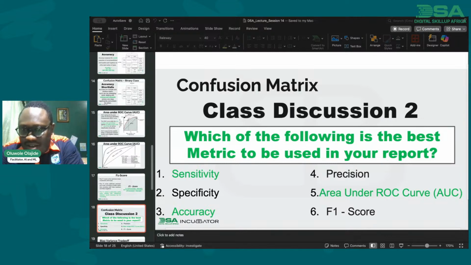I will say accuracy because as it stands, this data will produce a good model. Isaac, oh, this is good. Isaac has picked 2. Okay, that's good. So I love this.